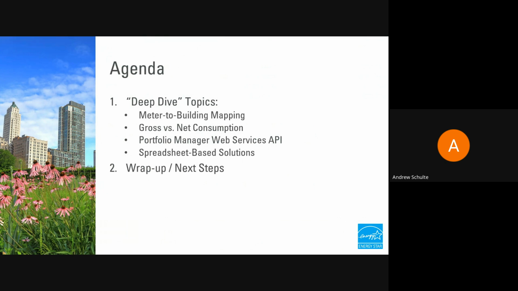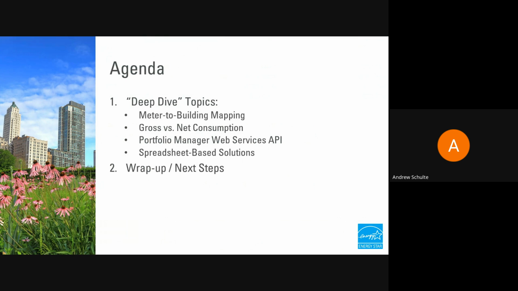So those deep dive topics include what you see here. First, we're going to touch on the concept of meter to building mapping, which is probably the single biggest element that will need to be worked through for utilities that are going to be providing a whole building aggregated data solution. We're also going to talk a little bit about the importance of gross as opposed to net consumption of energy data for those buildings that have on-site renewable energy generation. This is a little bit more of a niche topic. It won't be applicable in all cases, but it is something that we think you should be aware of at the outset.